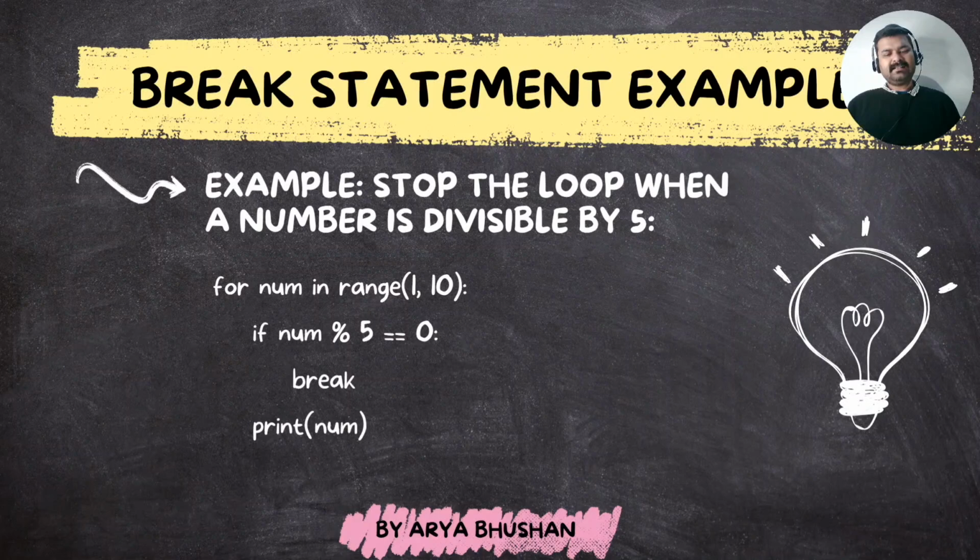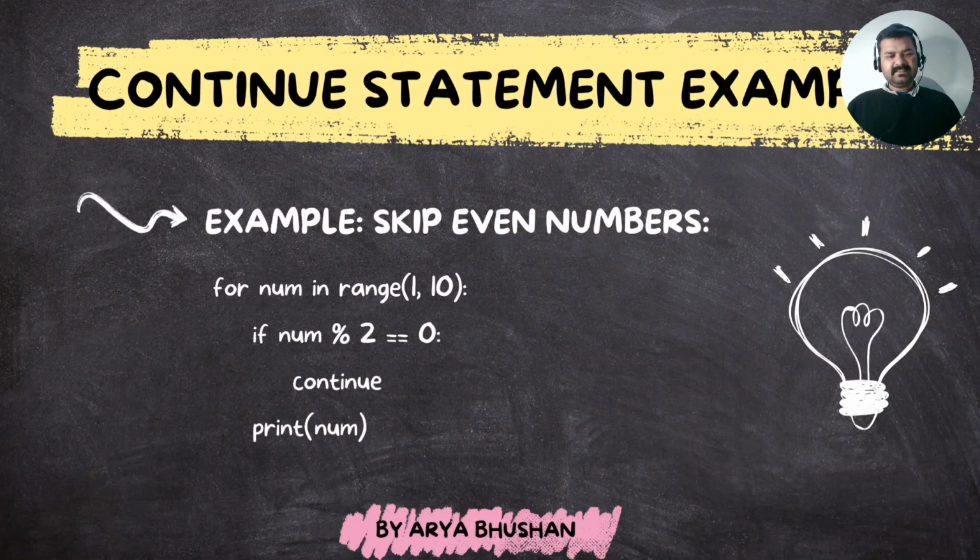The loop iterates through numbers from 1 to 9 and stops when it encounters a number divisible by 5. Notice how break ends the loop entirely. In this example, the continue statement is used to skip even numbers in a range. The loop moves directly to the next iteration whenever it encounters an even number.